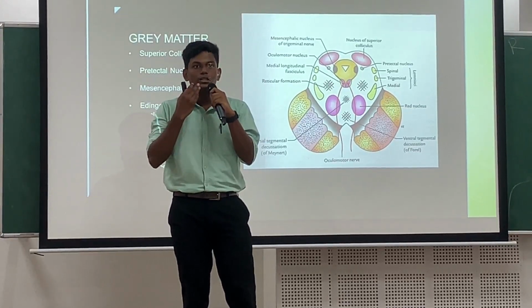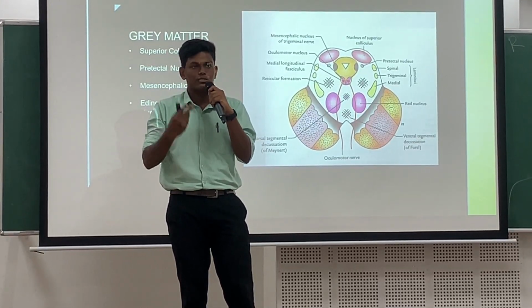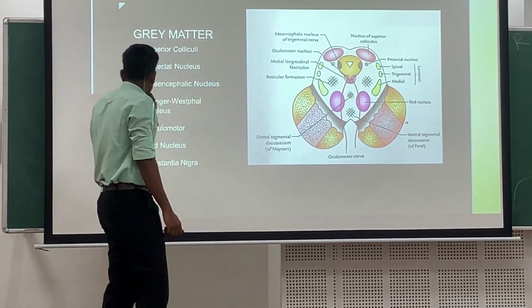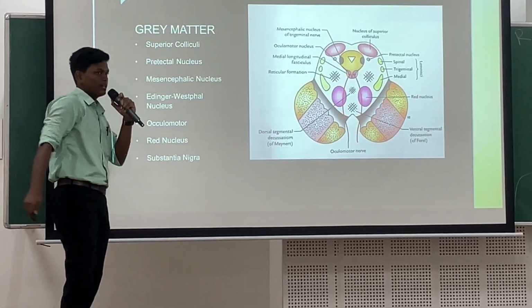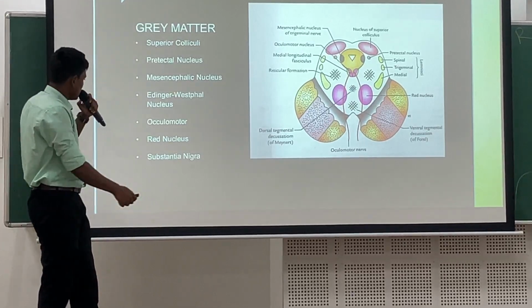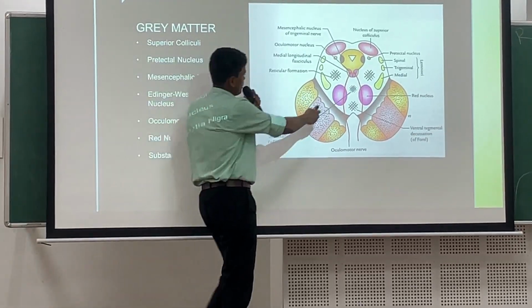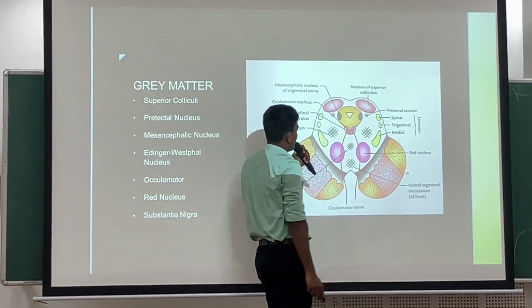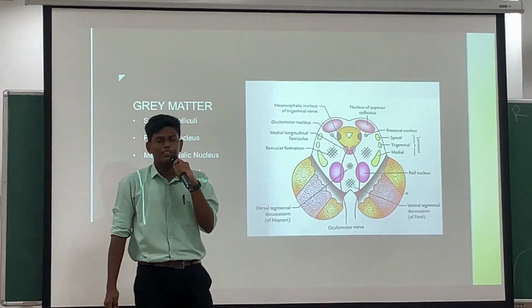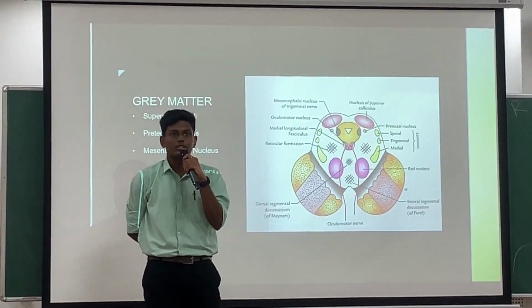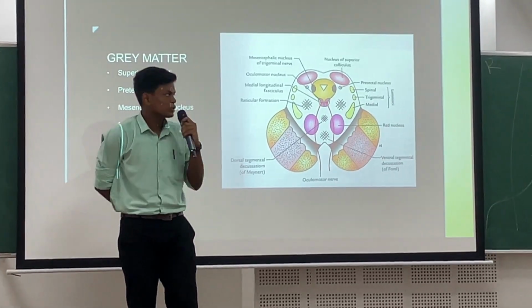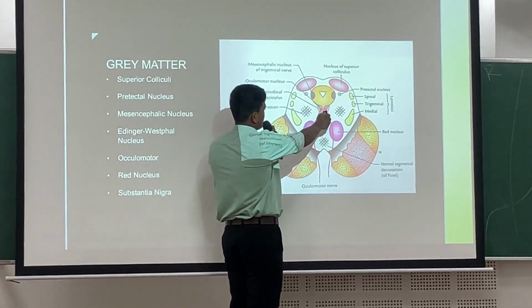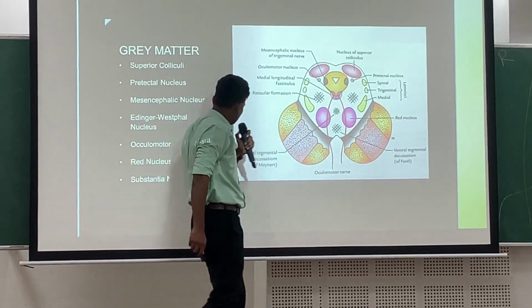Then what we have in the gray matter is the mesencephalic nucleus, which receives proprioceptive impulses from the masseter muscles, teeth, ocular muscles, and facial muscles. Then the Edinger-Westphal nucleus, which is the parasympathetic component of the oculomotor nerve. Then the oculomotor nerve itself has a nucleus in the midbrain. Midbrain gives rise to which cranial nerves? At the superior colliculus level, we have the third cranial nerve nucleus.